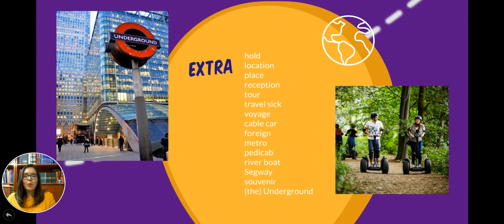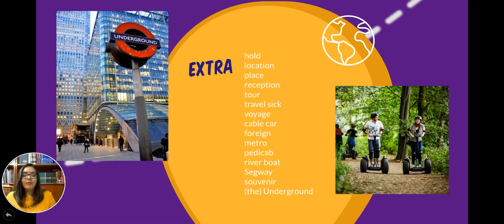Okay, hold. What is hold? It's the place where, for example, you are in a plane or in a bus. So the hold is the place that is above you, and you could put your bags or your stuff into it. Okay, that's hold, and you can have access anytime you wish to take out your stuff.